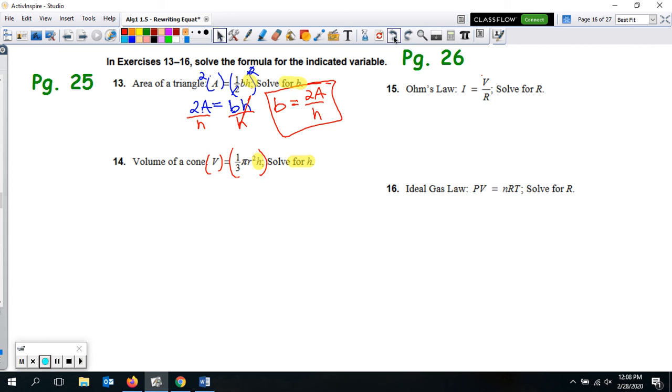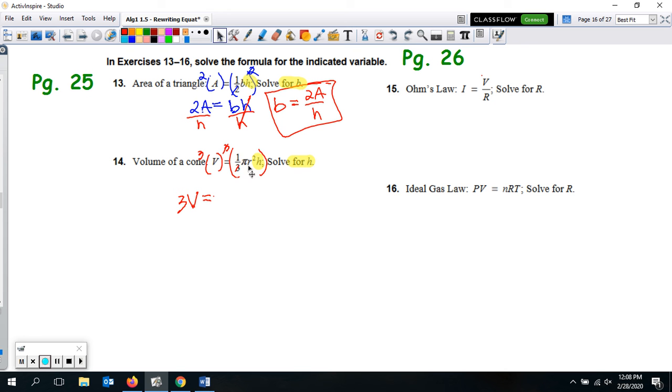Again, put parentheses around both sides, around the V, around this whole side here. Multiply by the denominator, 3. And so we're going to multiply each side here by the 3. So you can see 3 times V is going to be 3V over here on the left. 3 times this one here, the 3's cancel.